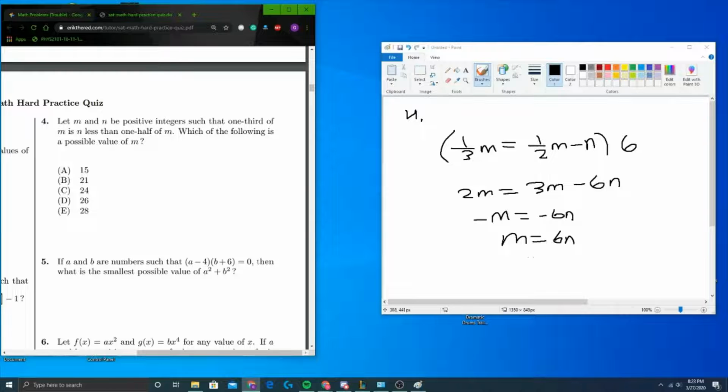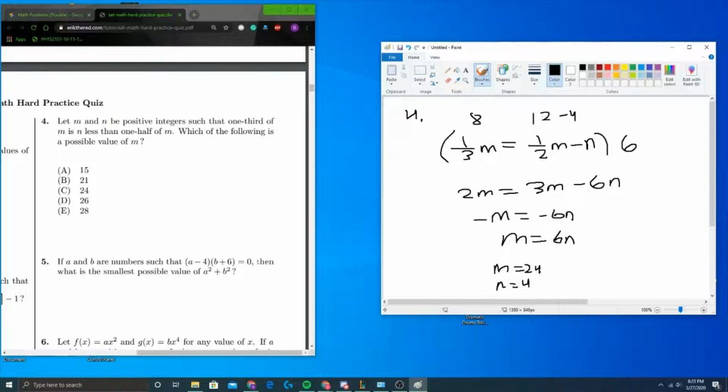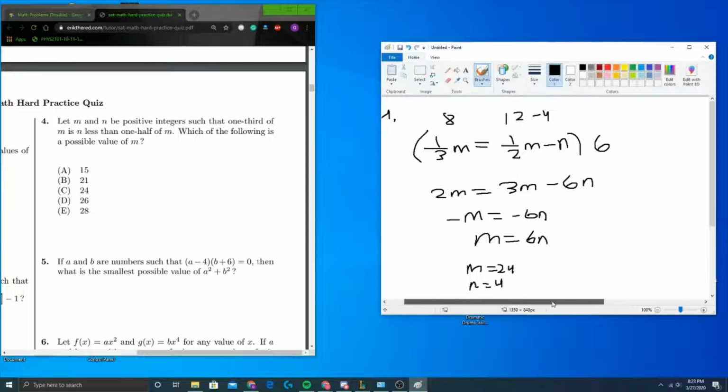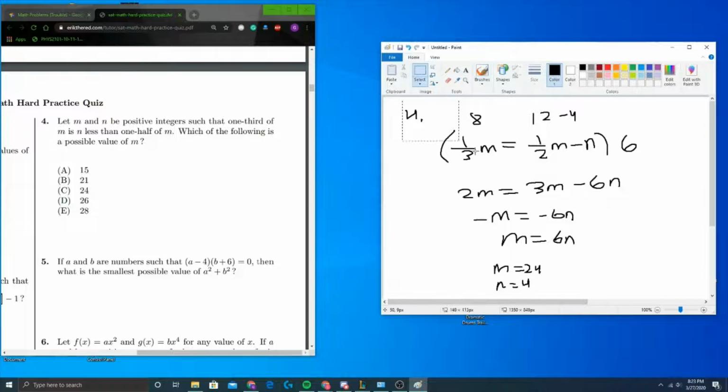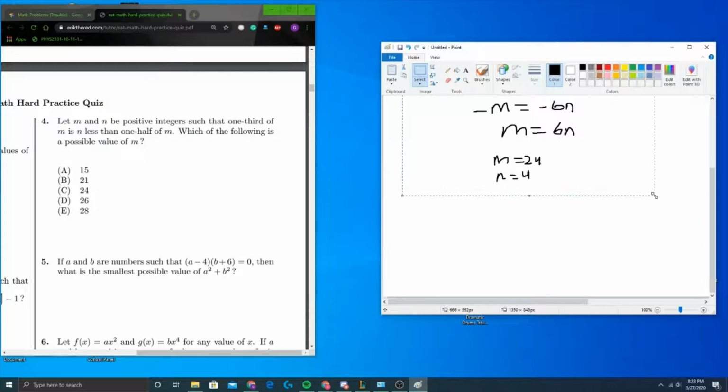And if you put this C back into the equation, it'll probably work. Hopefully. Let's see. So m is going to equal 24. 24 is equal to 6n, so n equals 4. Put this back here, 1/3 of m is 8, 1/2 of 24 is 12, minus 4 is 8. 8 is equal to 8. Indeed, that is a true statement. C is the answer. Sorry I blanked out earlier. I don't know if I got everything there.